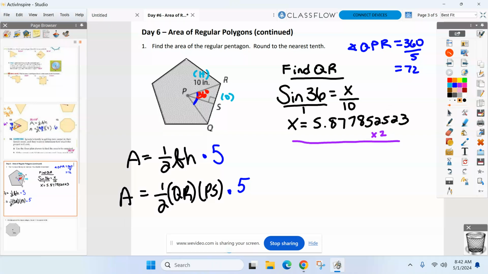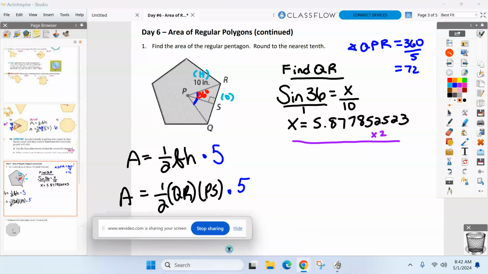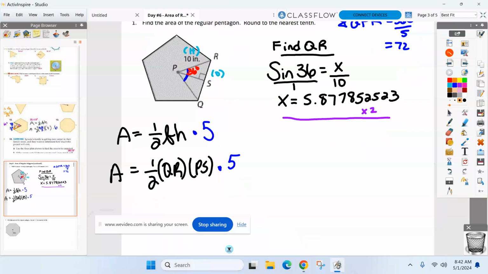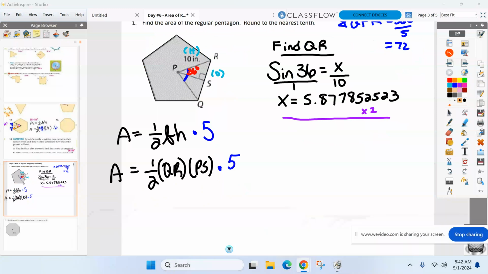That number is going to go in for QR. So leave it in your calculator so you can copy paste it in a minute. Write it down if you have to remember it, but that whole decimal's got to go in the calculator in a second. Okay, we are finding the base. Always remember double it because the height bisects it.